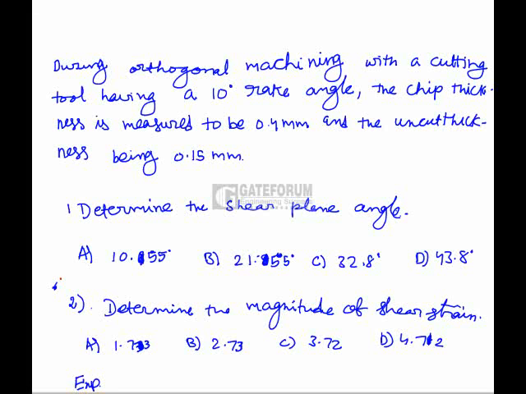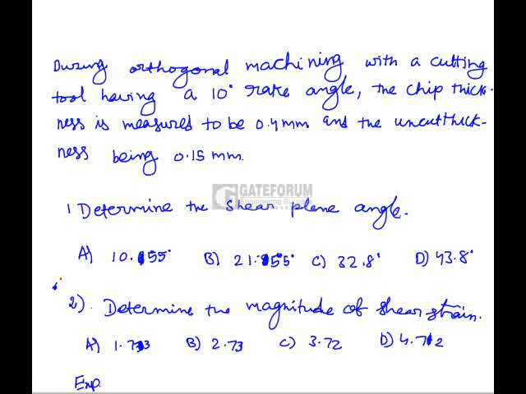During orthogonal machining with a cutting tool having a 10 degrees rake angle, the chip thickness is measured to be 0.4 mm and the uncut chip thickness is 0.15 mm. Here it is a linked answer question. It consists of two questions such that the answer to the second question depends on the first. The first question is to determine the shear plane angle, and the options are 10.55 degrees, 21.55, 32.8 and 43.8. The second question is to determine the magnitude of shear strain, and the options are 1.73, 2.73, 3.72 and 4.72.